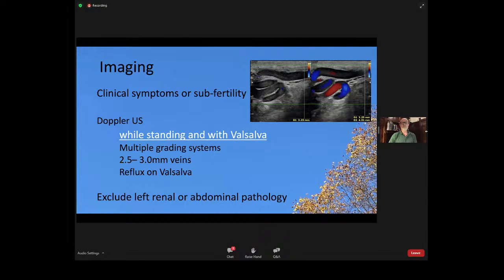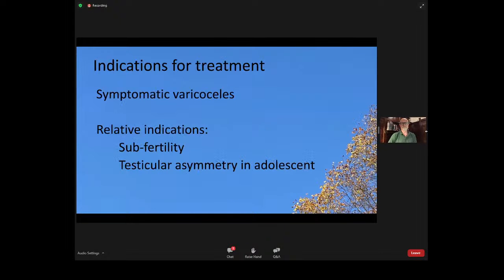And obviously it's very important to exclude renal or abdominal pathology, especially in older patients, as a cause for an obstructed spermatic vein. So you'd always need to examine the kidney to make sure there's not a tumor causing that.